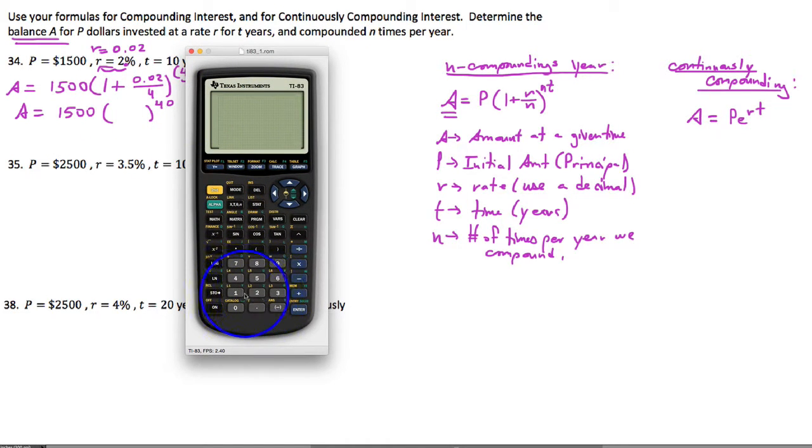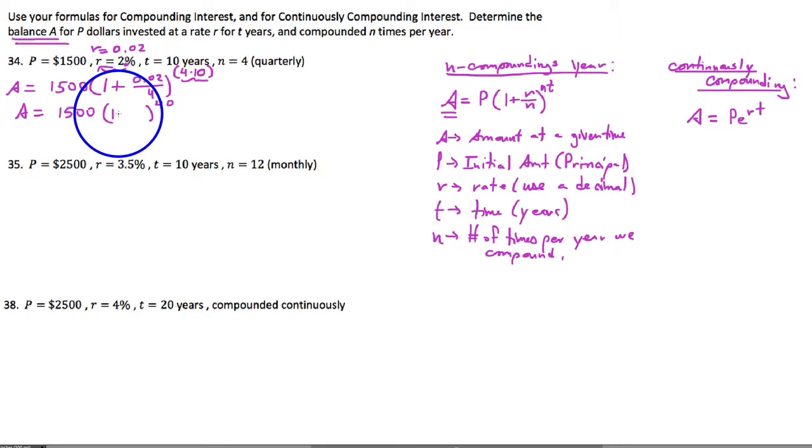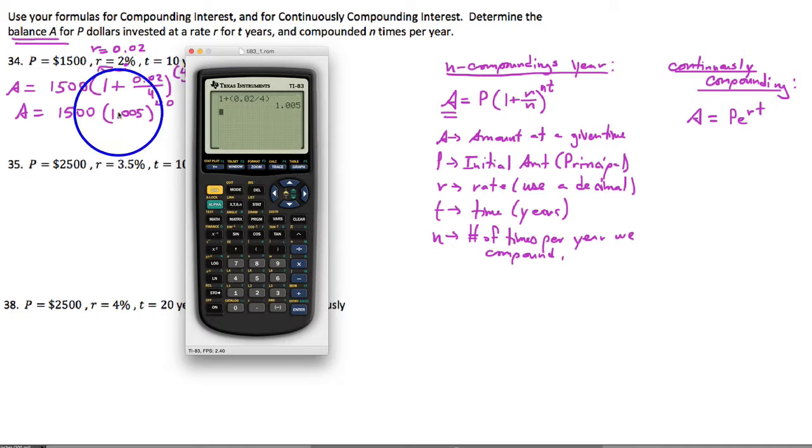So that is to say, I could say, what is 1 plus, in parentheses, 0.02 divided by 4? And so what I end up with is this decimal right here that actually does terminate: 1.005. But what I'm going to tell you is when you do these problems, sometimes this decimal doesn't terminate. You should still start on the inside of this.